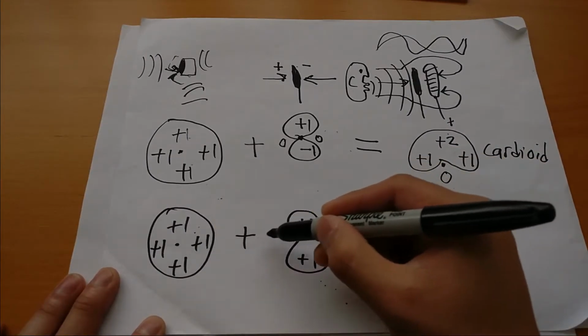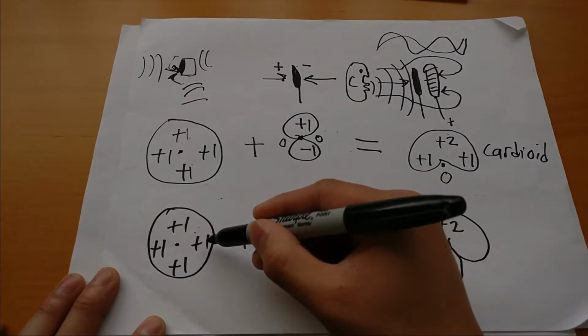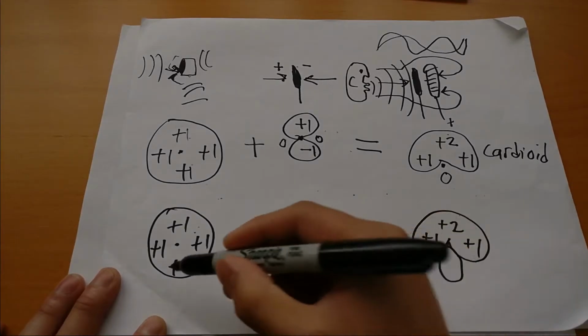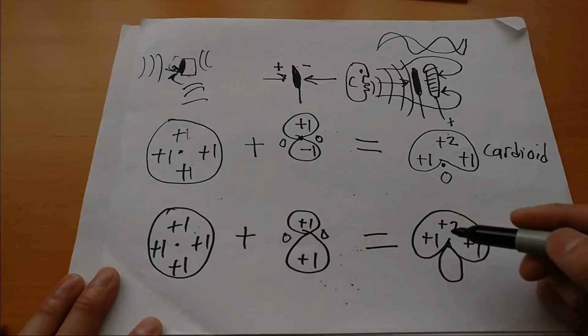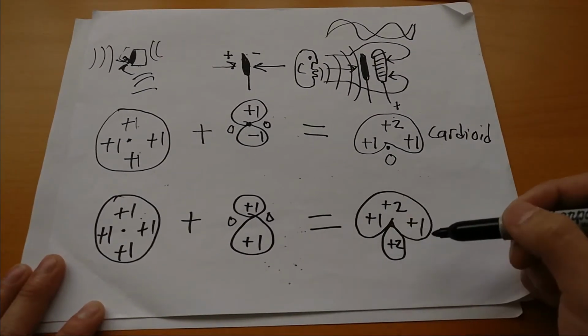Plus 1 plus 0 is plus 1. Plus 1 plus 0 is plus 1. Plus 1 plus 1 is plus 2. So you get something like this.